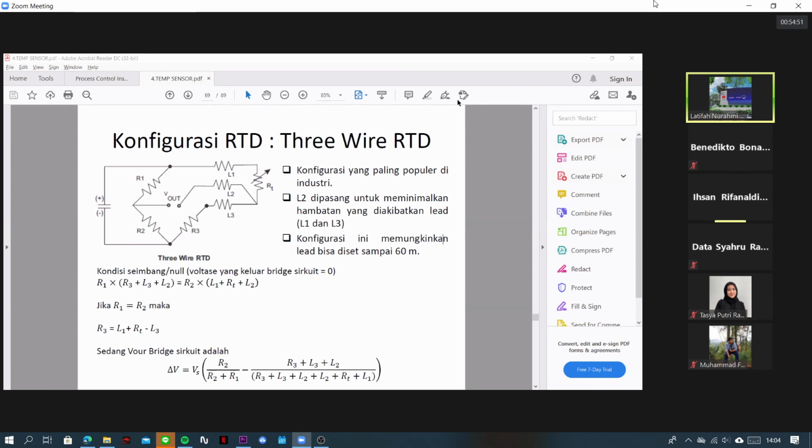Baik Bu, berarti mengikuti persamaan sebelumnya ya? Ya, penurunannya sama seperti persamaan Wheatstone Bridge yang sebelumnya. Baik Bu, terima kasih banyak Bu. Sama-sama.